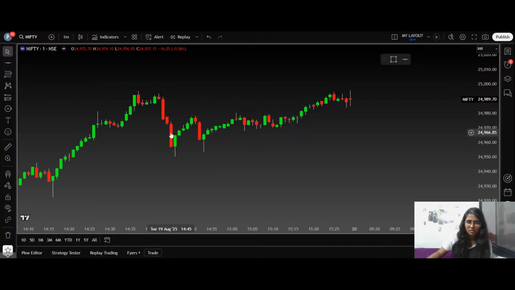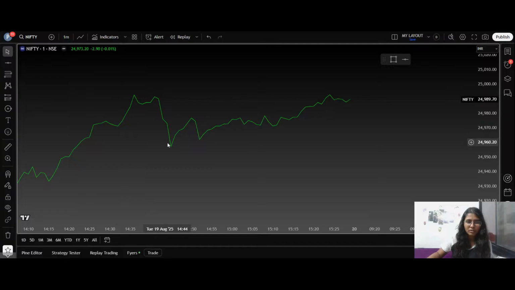See, here I put my arrow and what is written in the closing? 24957.15. Now I'll put a line chart. Now keep it further. So what is written? 24957.15. So it is proved that the line chart takes the closing price. It never takes all the prices like open, high, low, close. It just takes the closing price of every candle. It just plots a dot at the closing price of every candle, and you can just draw a line chart.